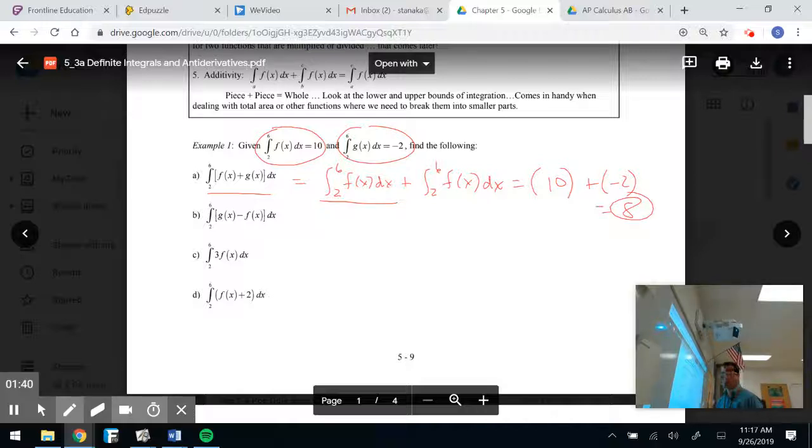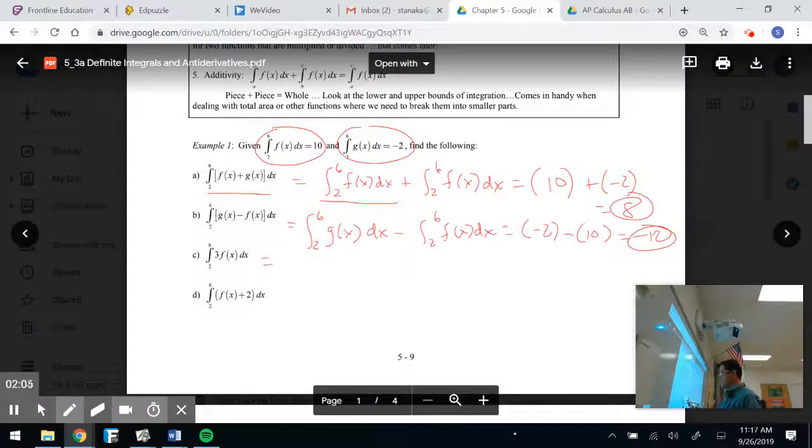Not bad, right, class? I really hope you tried it on your own. It will stick in your brain a little bit more if you do. Now, the same thing happens for a difference. Remember, whenever we sub, we should use parentheses. So what do we have here? We have the integral of g of x, which is -2, minus the integral of f of x, which is 10, and that would be equal to -12.